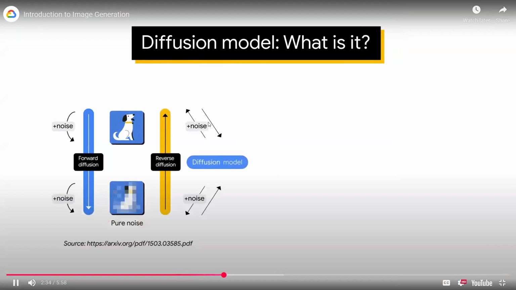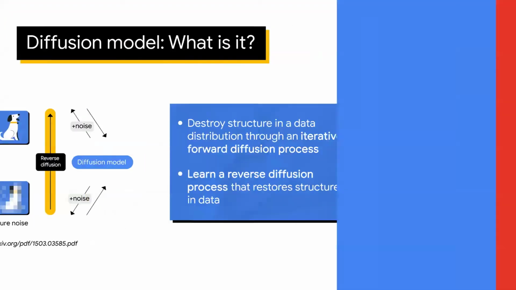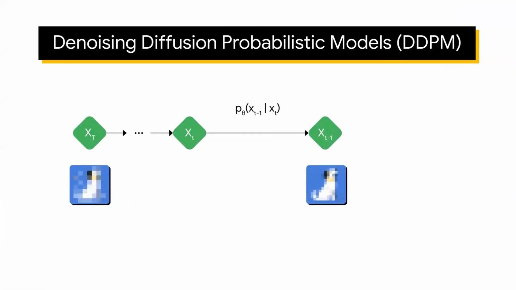It's a really, really interesting idea. It's quite different than any other image generation approaches. Destroy structure in a data distribution through an iterative forward diffusion process. Learn a reverse diffusion process that restores structure in data. The goal is that by training a model to reverse the noise, that model will be able to take in pure noise, and from it, synthesize a novel image.